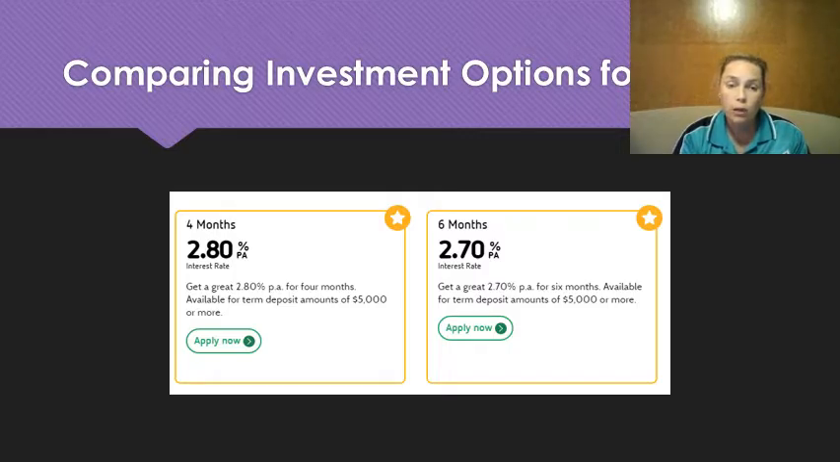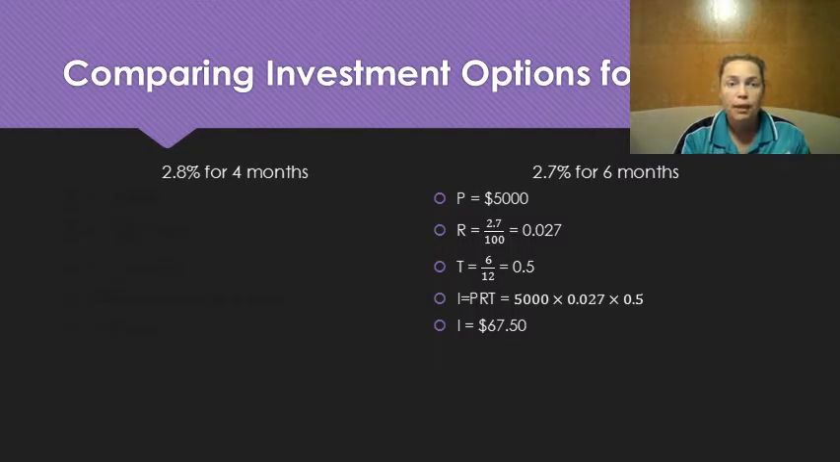Now, this is quite a common thing, so often banks will actually up the interest rate for smaller periods of time. It's up to you to actually compare investments to work out which one is best value for you. So let's do that now. Okay, so if we look at the one that is 2.7% for 6 months, our principal is $5,000, our rate is 0.027, our term is half a year, so 0.5.